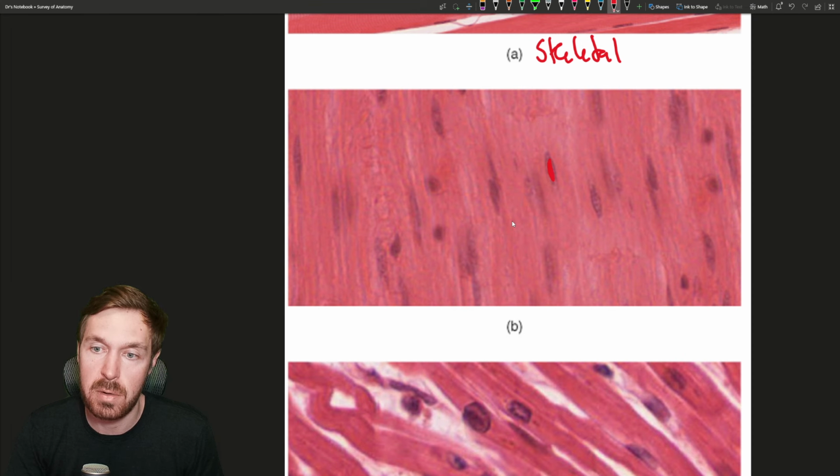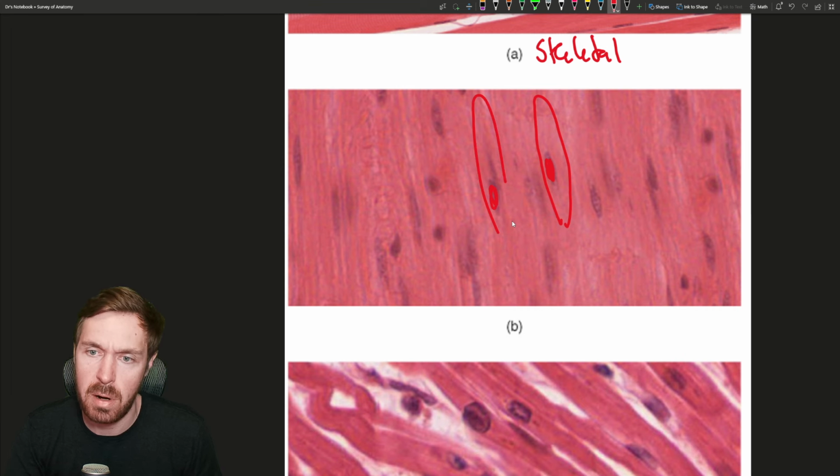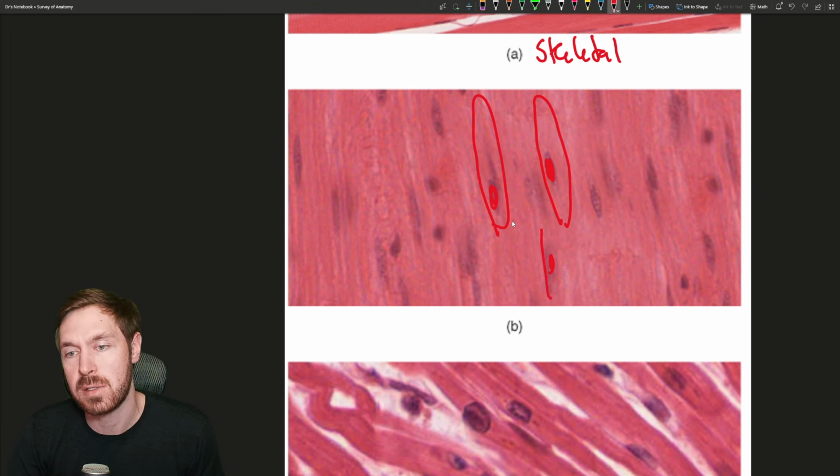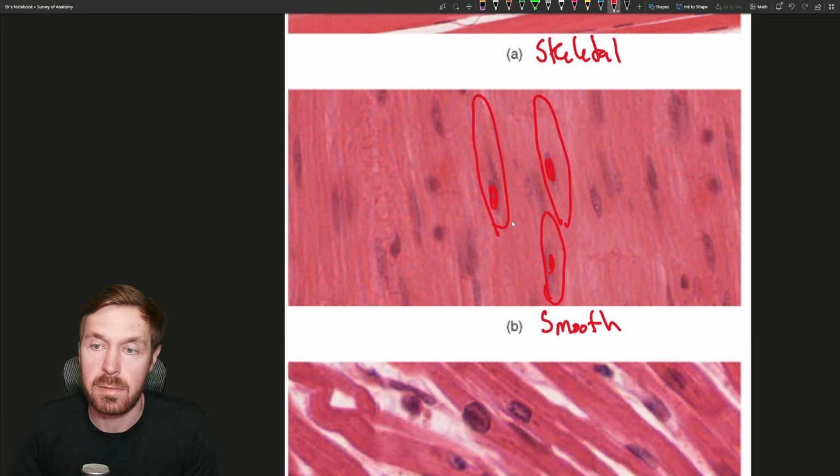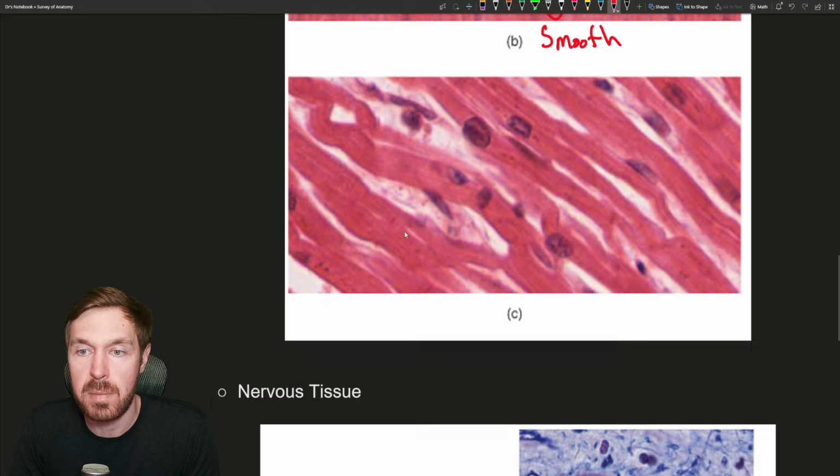So right here would be a nucleus, and then the cell would be like right there. I know histology images are hard to understand, but these cells are uninucleate and short. And so they form this sheet-like structure. So this one would be smooth cells, smooth muscle cells. And this one would be cardiac.